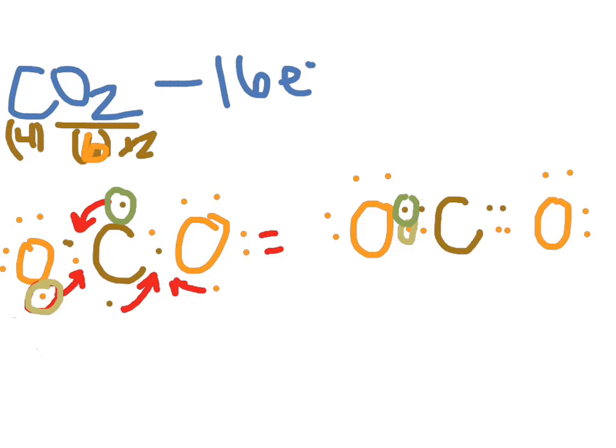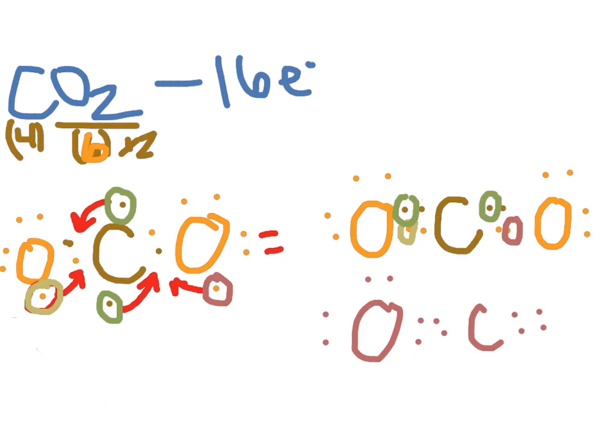Came from here. This electron, it doesn't matter. It came from here. And this electron went here. So that's what it looks like. And as you can tell, when it looks like this, oops, sorry.